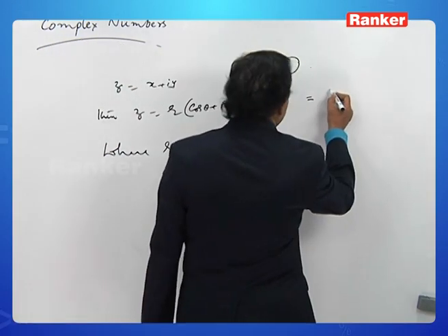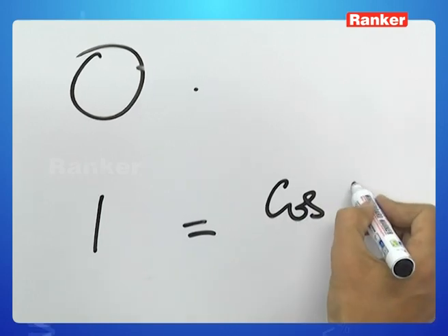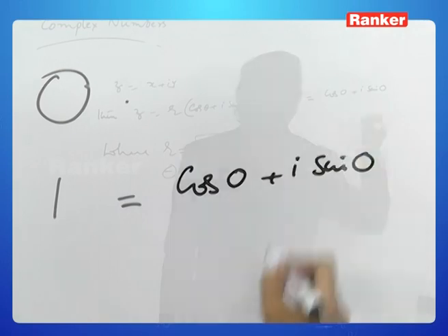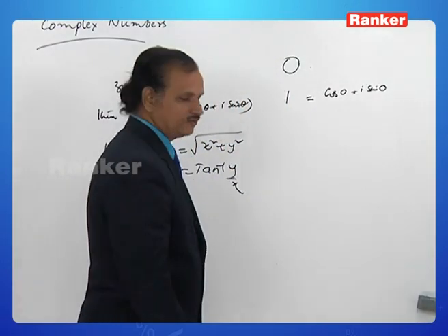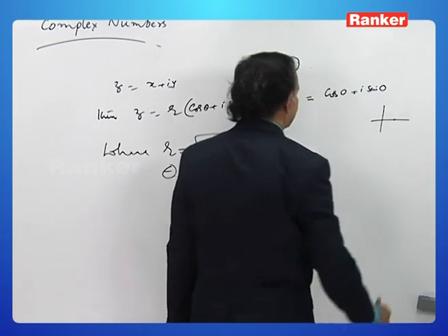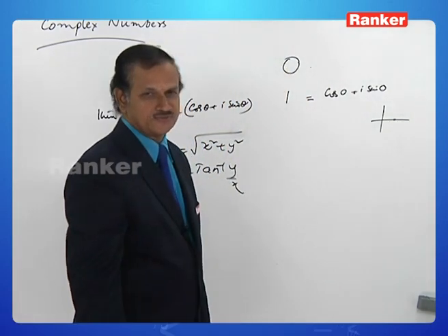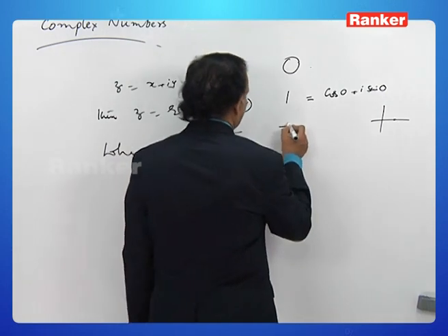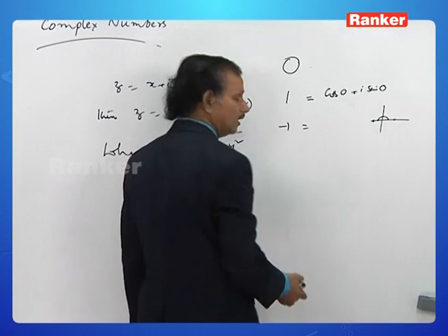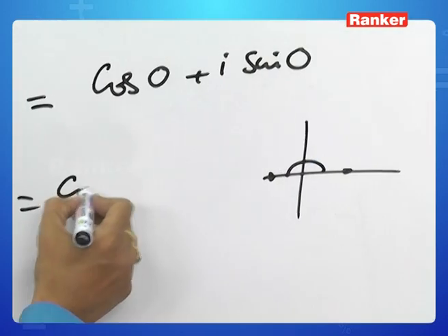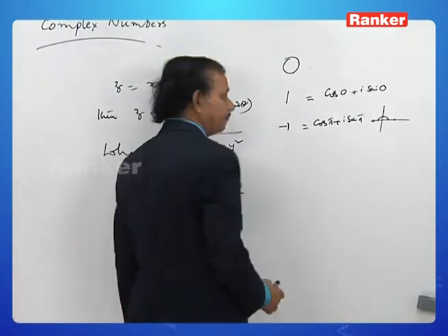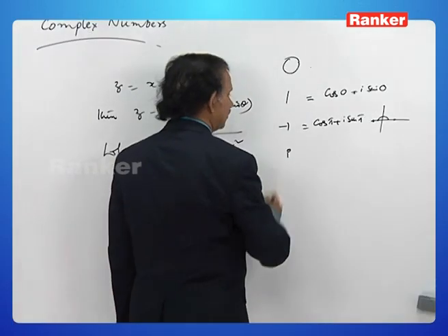It can be taken as cos 0 plus i sin 0. Why? 1, 0 is a point on the x-axis, and a point on the x-axis means it makes 0 angle with the x-axis itself. Amplitude is 0. Next, minus 1. Minus 1 lies here. What is the angle? 180. So it is cos pi plus i sin pi. What is i?